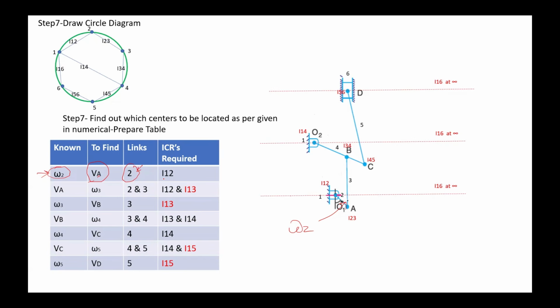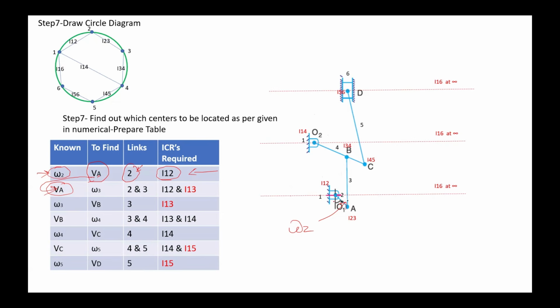So make link 2 in combination with the fixed link. So the ICR will come. The required ICR is I12. So this is the first row which we have completed here. Now by doing this first row, we got the velocity of A. The second row starts with what you found previously. What did we find? Velocity of A. Now that is known to you in the second row. So the velocity of A is known.